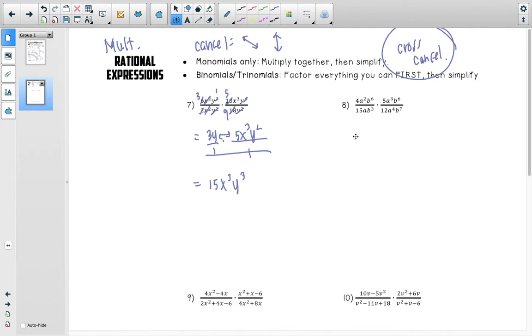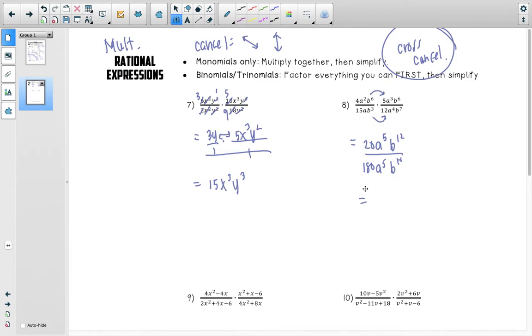Now, if you want to do the multiply together method, you really can, but when you do that, you have to multiply left to right. So we can take 4 and 5 together, which is 20. A squared and a to the 3rd power, we add them, so it's a to the 5th, and b to the 6th times b to the 6th is b to the 12th. And then you have to do 15 times 12, which is 180. A and a to the 4th is a to the 5th, and b cubed and b to the 7th is b to the 10th. Okay.